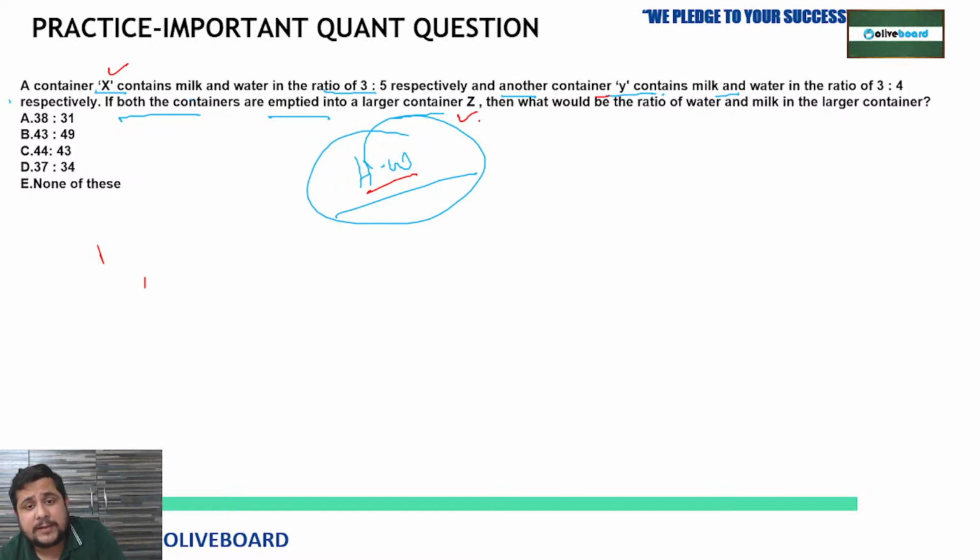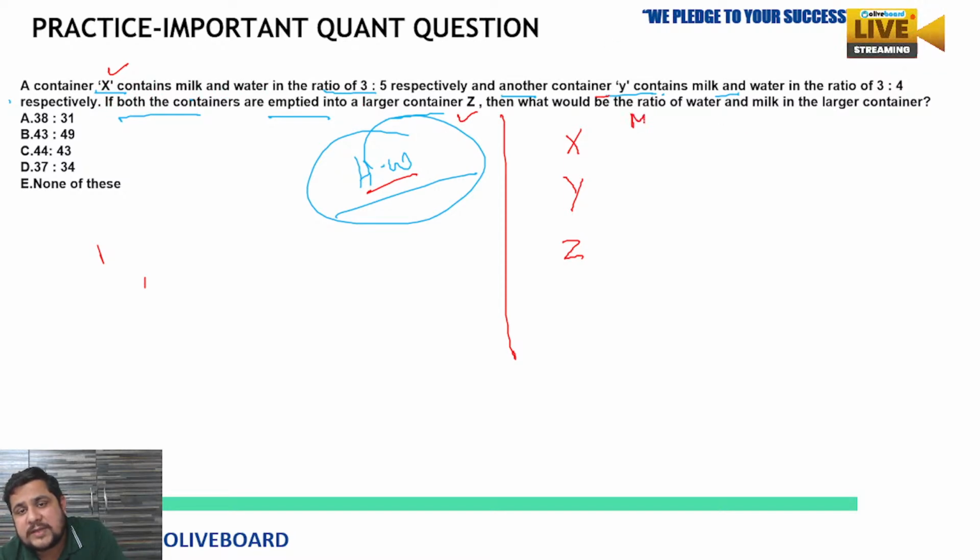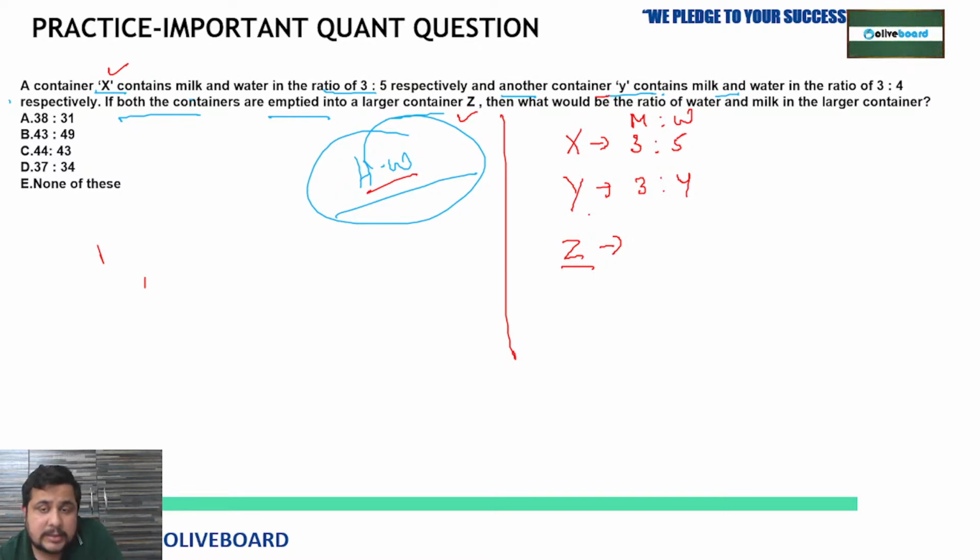So in this question, they have given us container X, then container Y, and then container Z. They are talking about these three types of containers. Okay. So a container X contains milk and water, and the milk to water ratio is given. In container X it is 3 is to 5, in container Y it is 3 is to 4. If both the containers are emptied into a larger container, we are taking the whole mixture of milk and water from these two containers and putting it into the container Z.